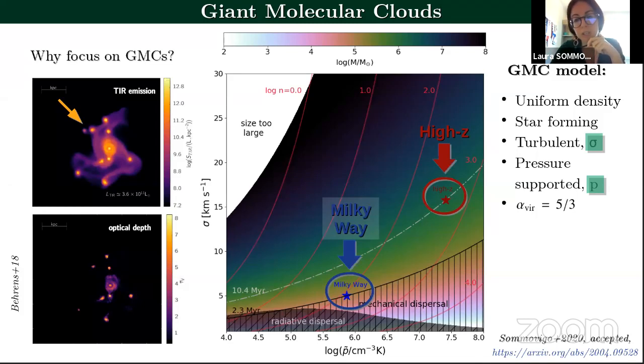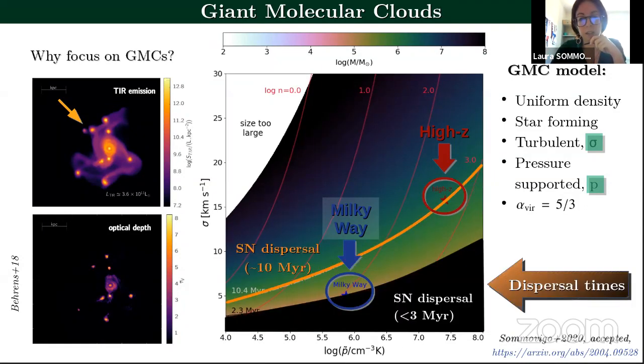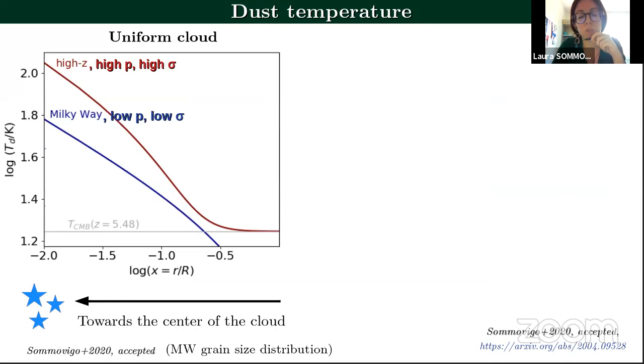Instead, the red point should be representative of a typical high redshift cloud. In this case, clearly, I don't have any observations to take the properties from, so I get the data for this cloud from simulations. You can see that the high redshift cloud has both larger pressure and larger turbulent velocity, meaning that it survives longer to both supernovae and stellar winds, having a lifetime or dispersal time, which is 4 times longer than the local-like cloud. Let me now move on to describe the dust temperature profiles within our clouds.